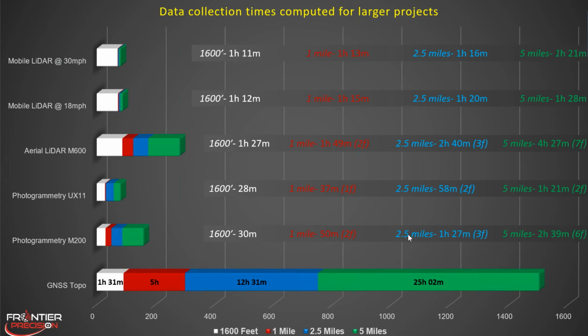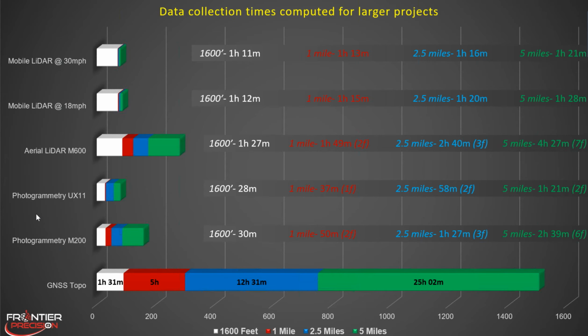With the M200 out at 2.5 miles, now we're at about an hour and a half with 3 flights, and when we get out to 5 miles, we're at about 2 hours and 40 minutes, and that's with 5 battery changes. Now we're thinking, who's going to fly 5 miles with an M200 for photogrammetry? You may have somebody that'll do it, but once you start to push that distance out, you may be looking into more of a fixed wing solution.